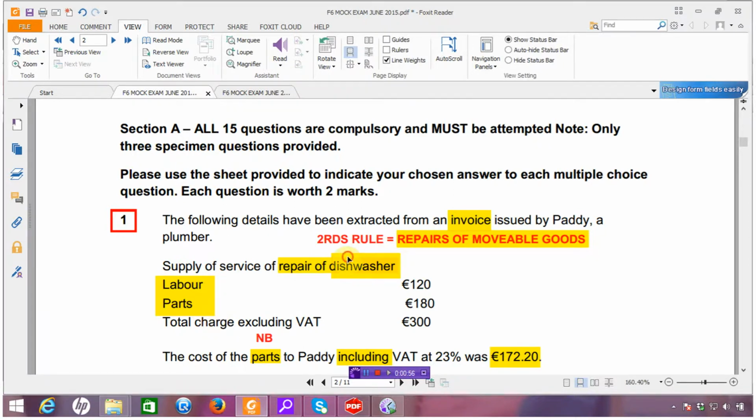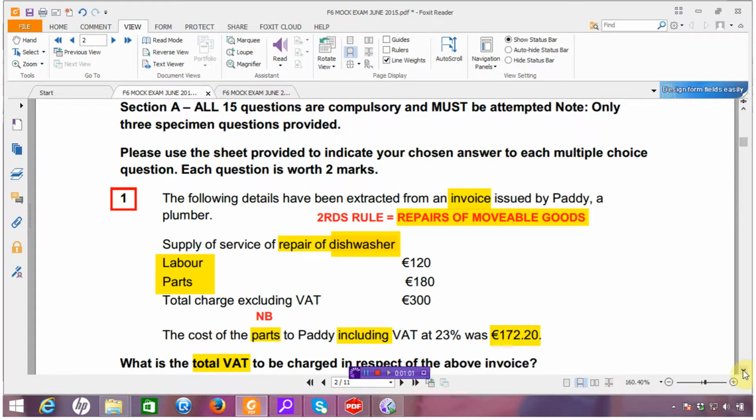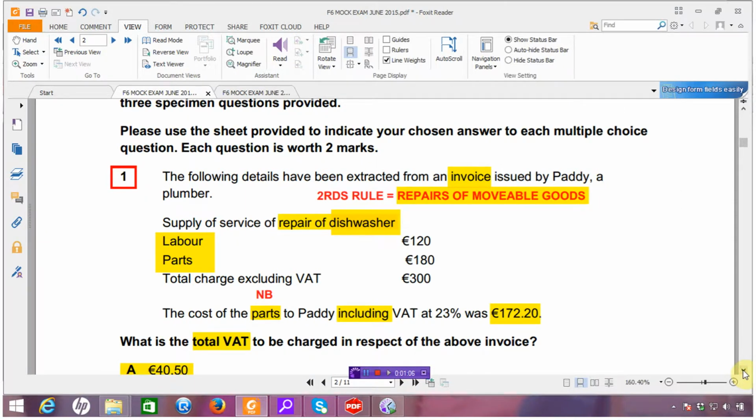Now I think the key trick here, outside of which rate do we apply, 23% or 13.5%, is to note that when we're doing the comparison and looking at the element of cost, we're looking at the cost of the parts to Paddy. So this element here. We're really looking to say, out of this 172.20, what's the net cost to Paddy? Notice that we do have a cost of parts here that's charged on to the customer, but that's not the one that we use for the 2/3 rule.